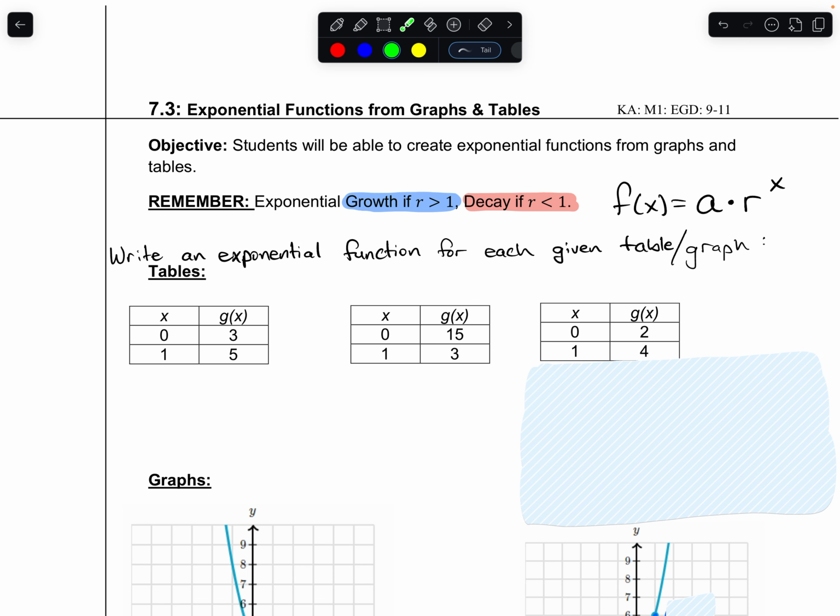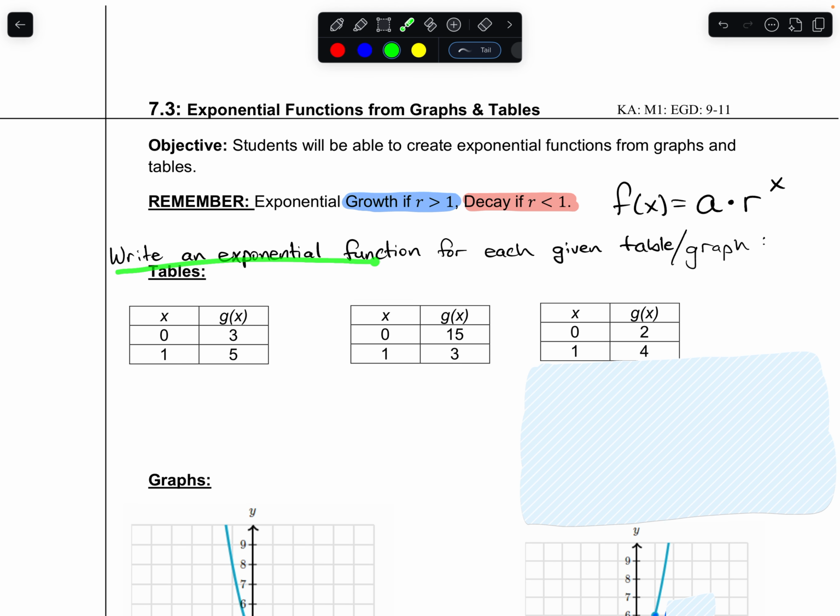It's either a growth factor if r is bigger than 1, or a decay factor if r is less than 1. Finally, remember from 7.2 that for the purposes of our Math 1 class, a and r are always going to be positive. In future math classes, you might have them be negative, but that will not be the case for this class.